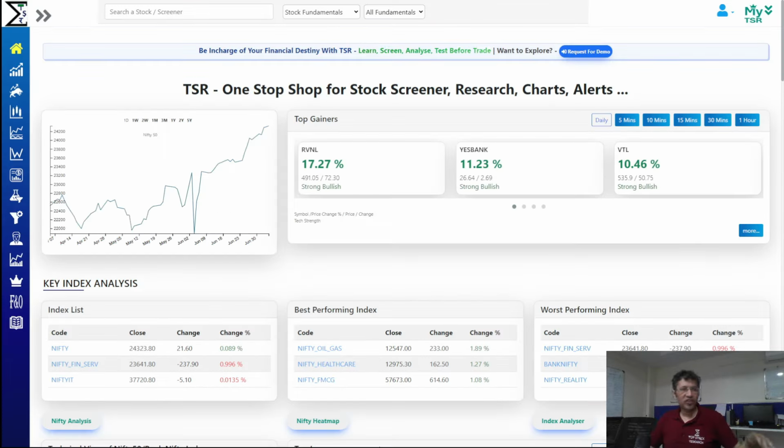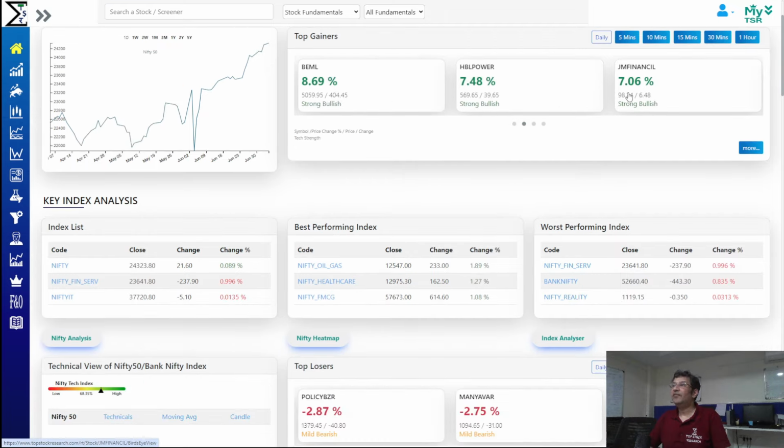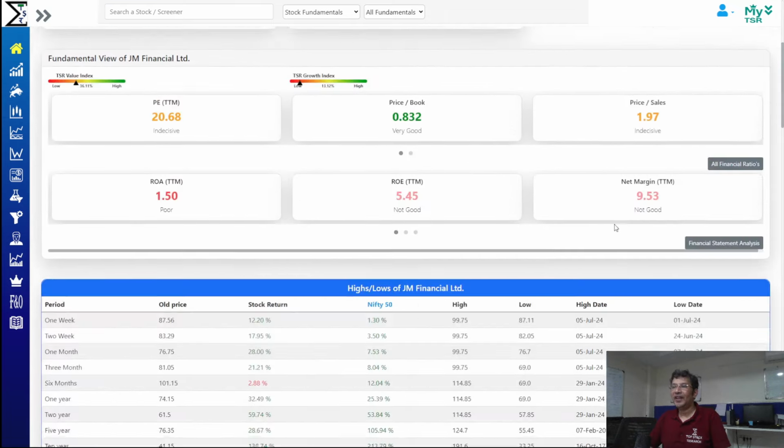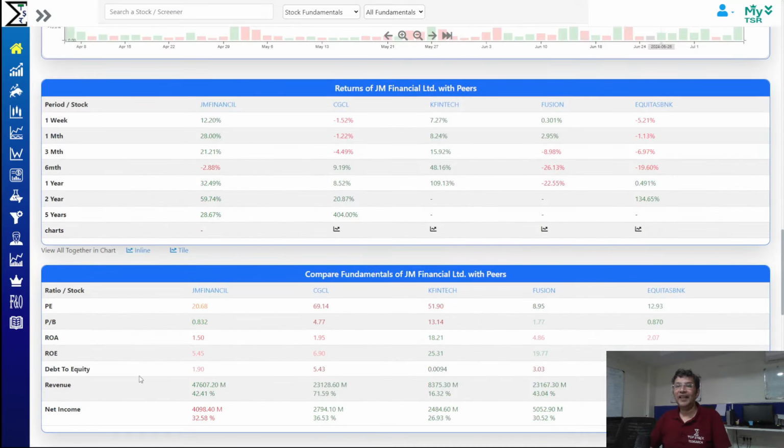At times, if an industry is doing really well, for example the defense industry or sometimes the IT industry, you need to compare the PE ratio of that company with its industry. For example, if you look at JM Financial, at the bottom you'll find the PE ratio of that individual company, plus its PE ratio vis-a-vis its competitors. So where does it stand? The PE ratio of JM Financial is 20, which is not too bad compared to some of the competitors.